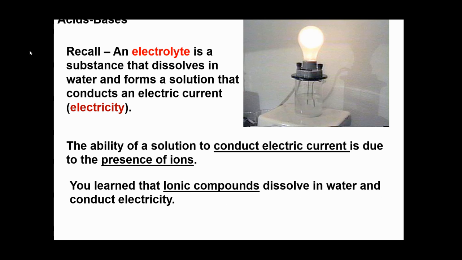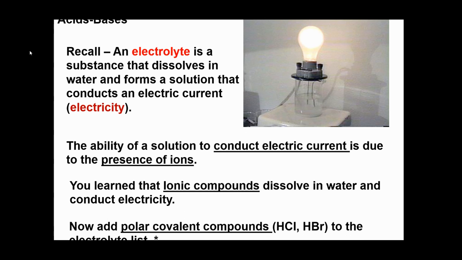Now you learned that ionic compounds dissolve in water, not covalent, but you're going to learn that acids, which are covalent, can be broken into ions, and therefore they can conduct electricity. So now instead of just saying ionic, we add polar covalent compounds.